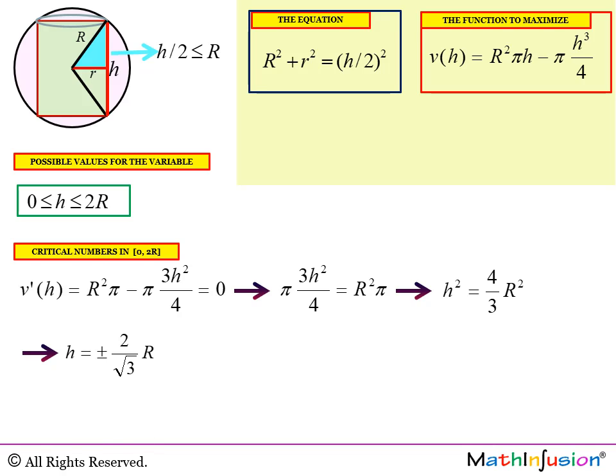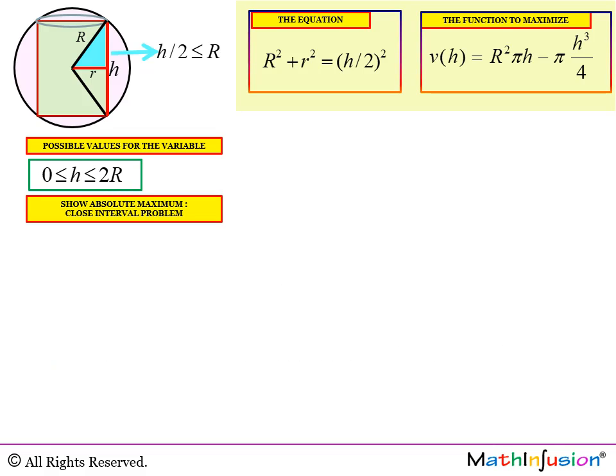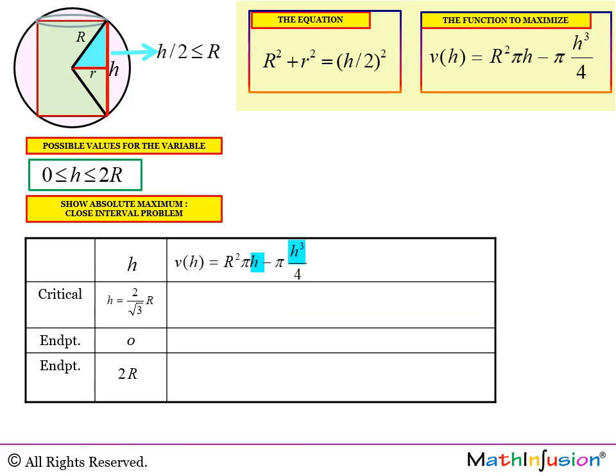which means that h equals actually just the plus, obviously, 2 over square root of 3 times r. So this is the only critical number. So now we are going to do a chart because this is a closed interval problem to show for absolute maximum. So here is the chart.